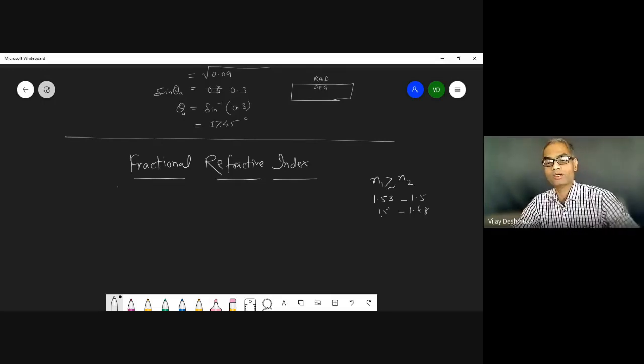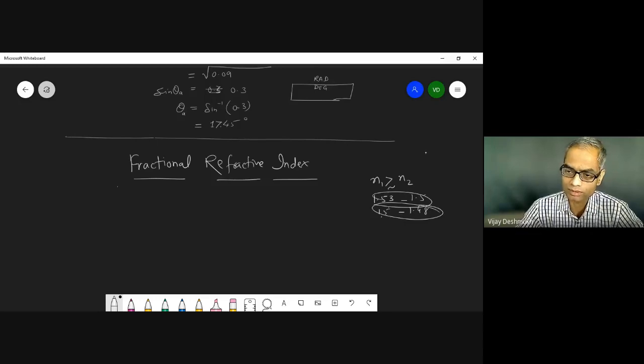If there is no difference, then the light will pass through the clad and it will get lost. Okay. So this difference is very important, and depending upon this difference, we define a factor called fractional refractive index. It is denoted by delta, this capital delta. Okay. And this is equal to N1 minus N2 divided by N1.